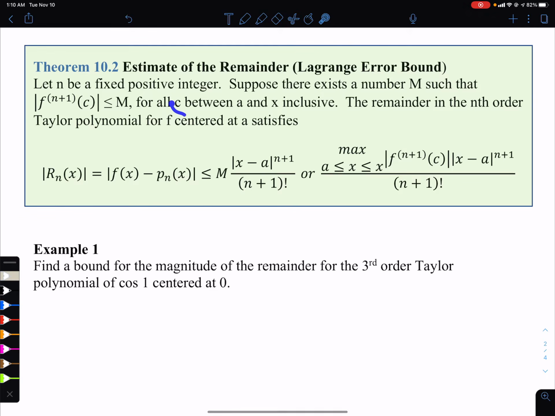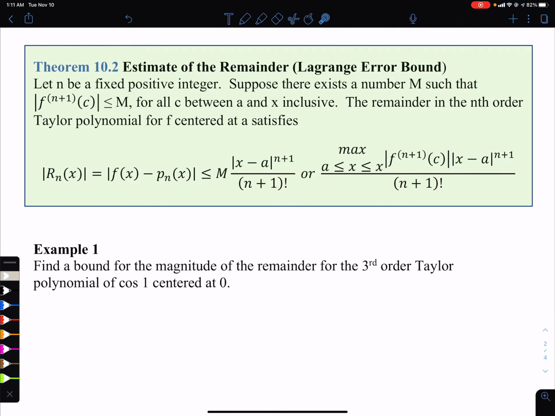We say for some c between a and x, including the endpoints, that's what inclusive means, you're going to pick some number that is guaranteed to be bigger than all values of the n plus 1th derivative for all c's between a and x, including a and x. So if you pick some number that's guaranteed to be bigger, then you're guaranteed your error will be smaller than that biggest derivative in a sense, inserted into the n plus 1th term of the Taylor polynomial.